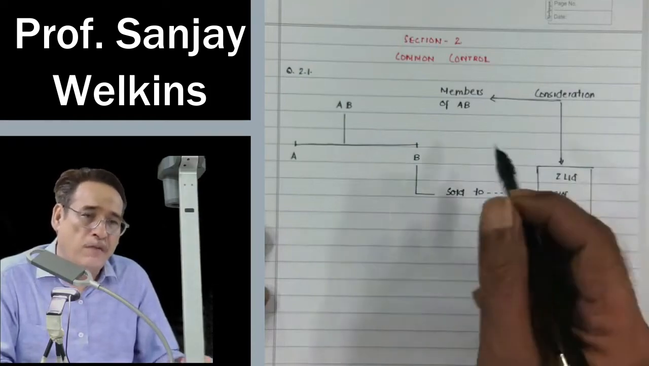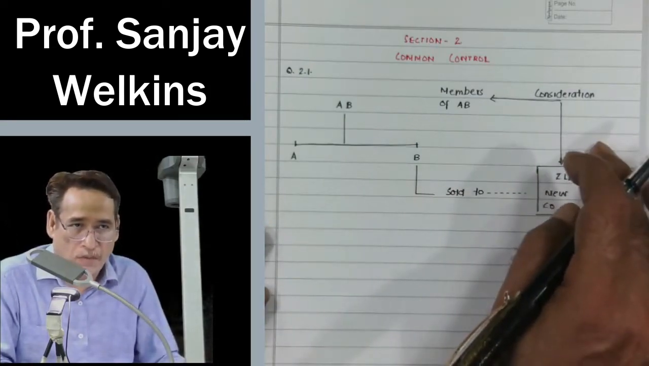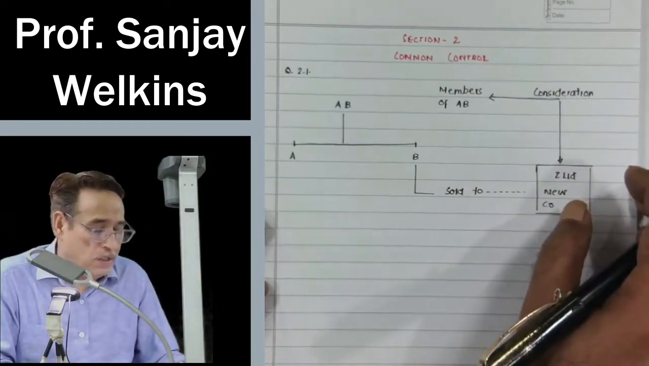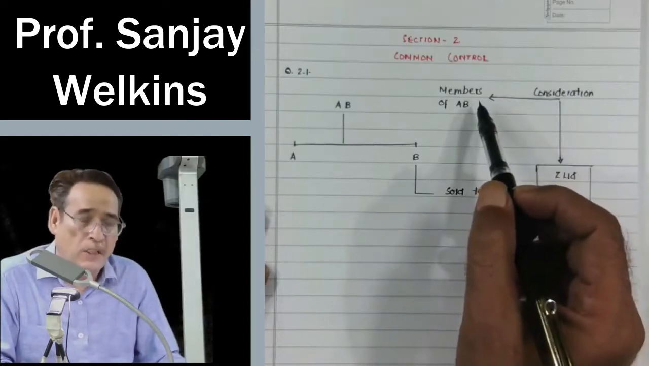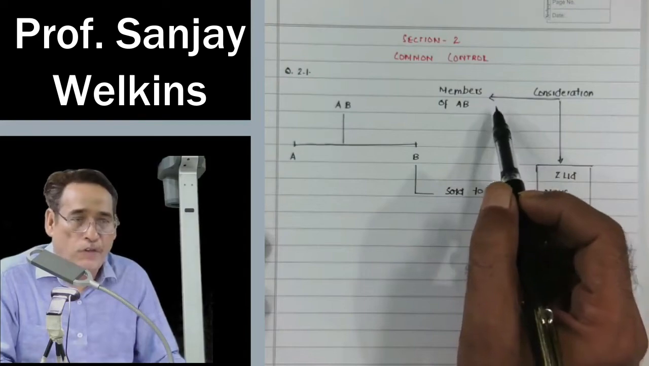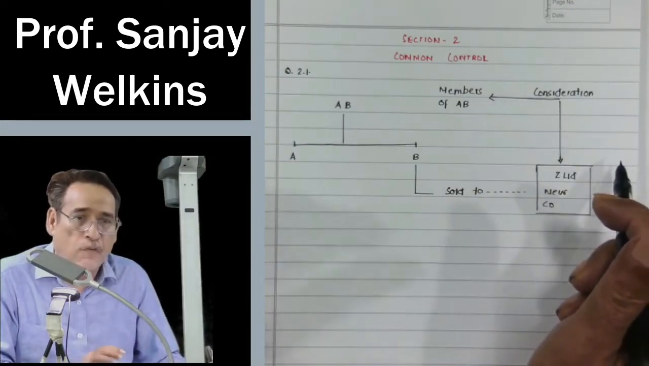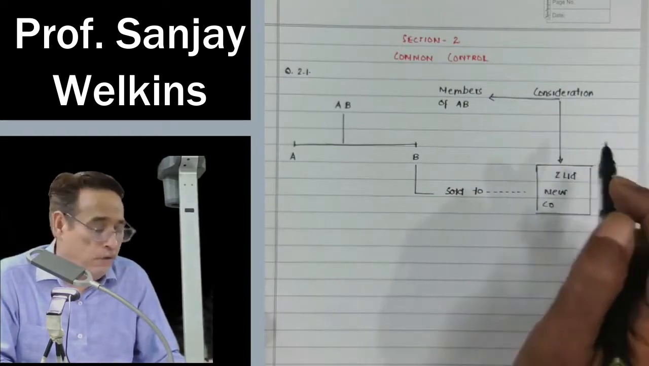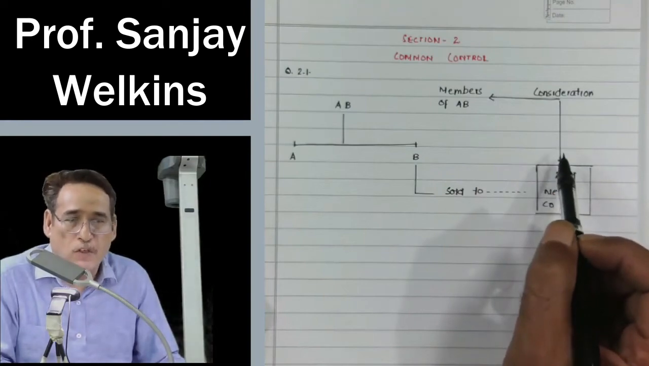If it would have been given, it would have been very easy for me to consider it as a case of common control. The problem arises because in the last session I told you when consideration is received by the members, then it could be a case of common control, provided one of the members holds more than 50% stakes in the new company. Then again it would have been a case of common control. However, if none of the members actually holds more than 50% stakes in the new company, it cannot be a case of common control.